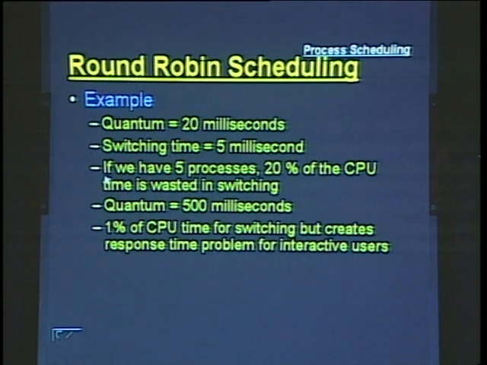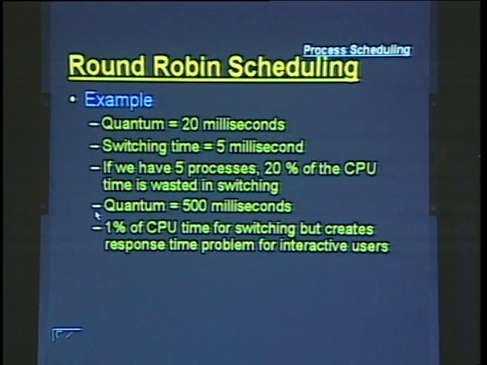And if we have 5 processes, 20% of the CPU time will be wasted in switching, will be required for switching. That is not the efficient use of CPU. It means 20% of the time our CPU is busy in switching between the processes. Contrary to that, let us look at what happens if the quantum is 500 milliseconds.